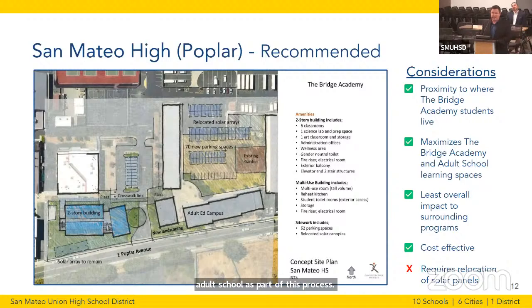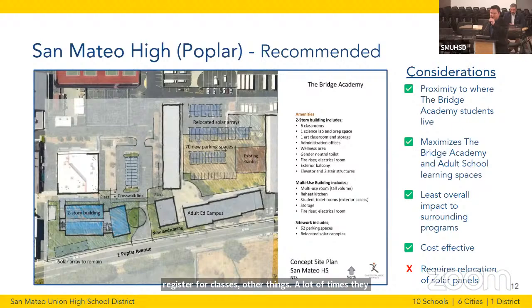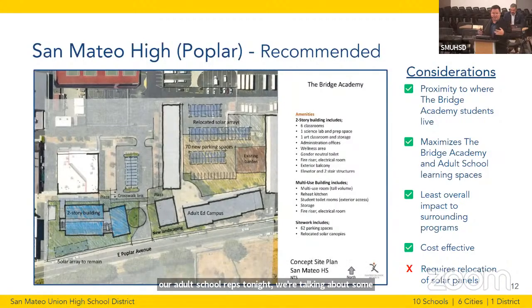The Smart Center is where the administrative space is. It's where folks register for classes, other things. A lot of times they may go there. They may do testing. Our adult school reps tonight were talking about some of the testing that gets done in the Smart Center. But there's not necessarily a flow between the Smart Center and the rest of the adult school campus. But I think specifically what she's asking is that area that you're pointing out, that's existing parking right now. And so that won't change?